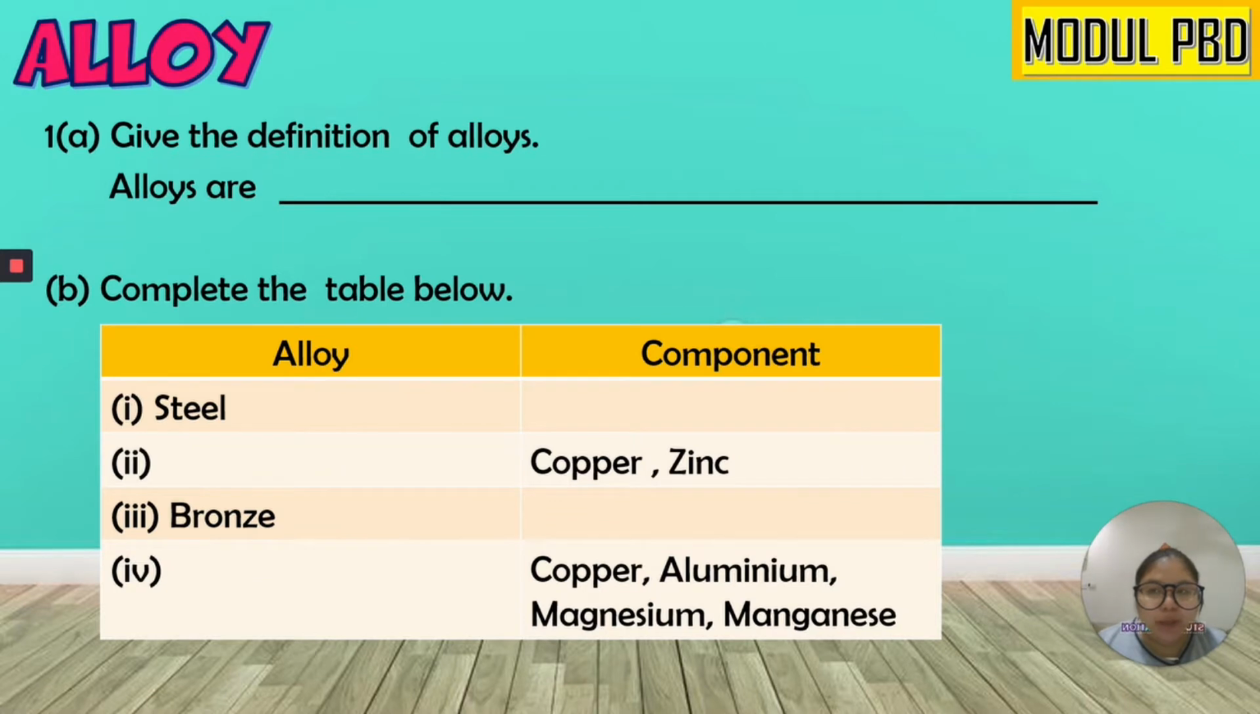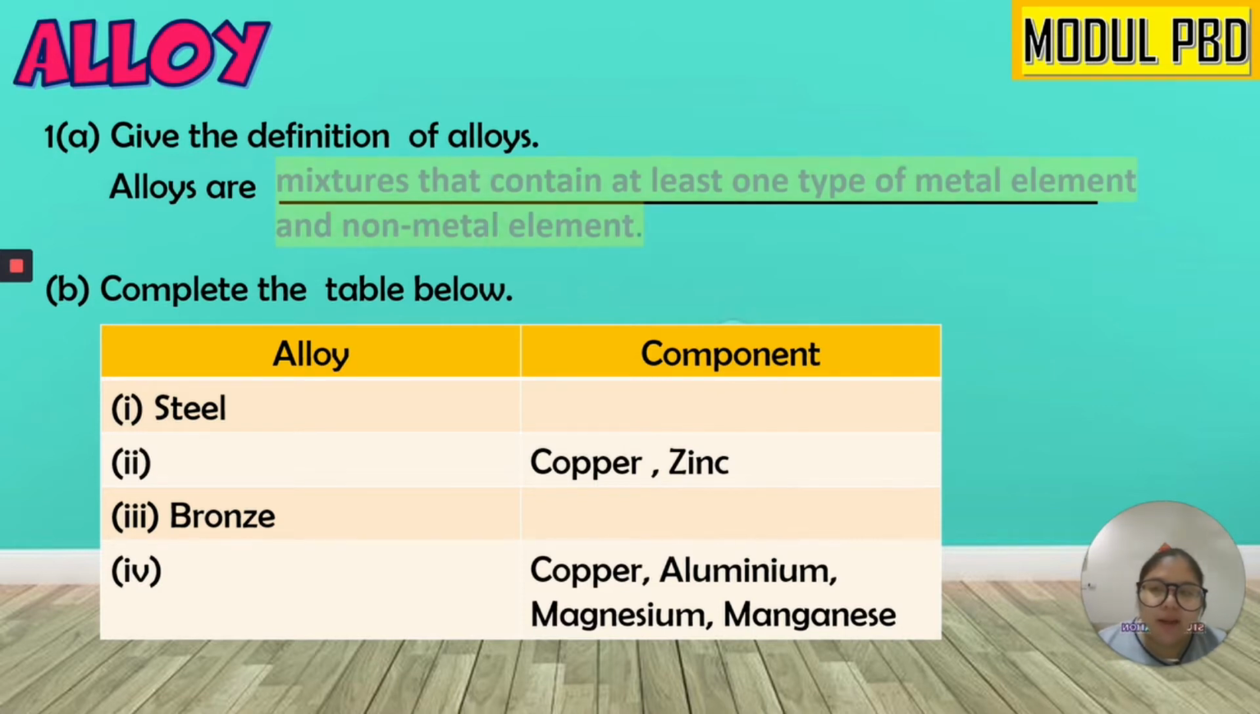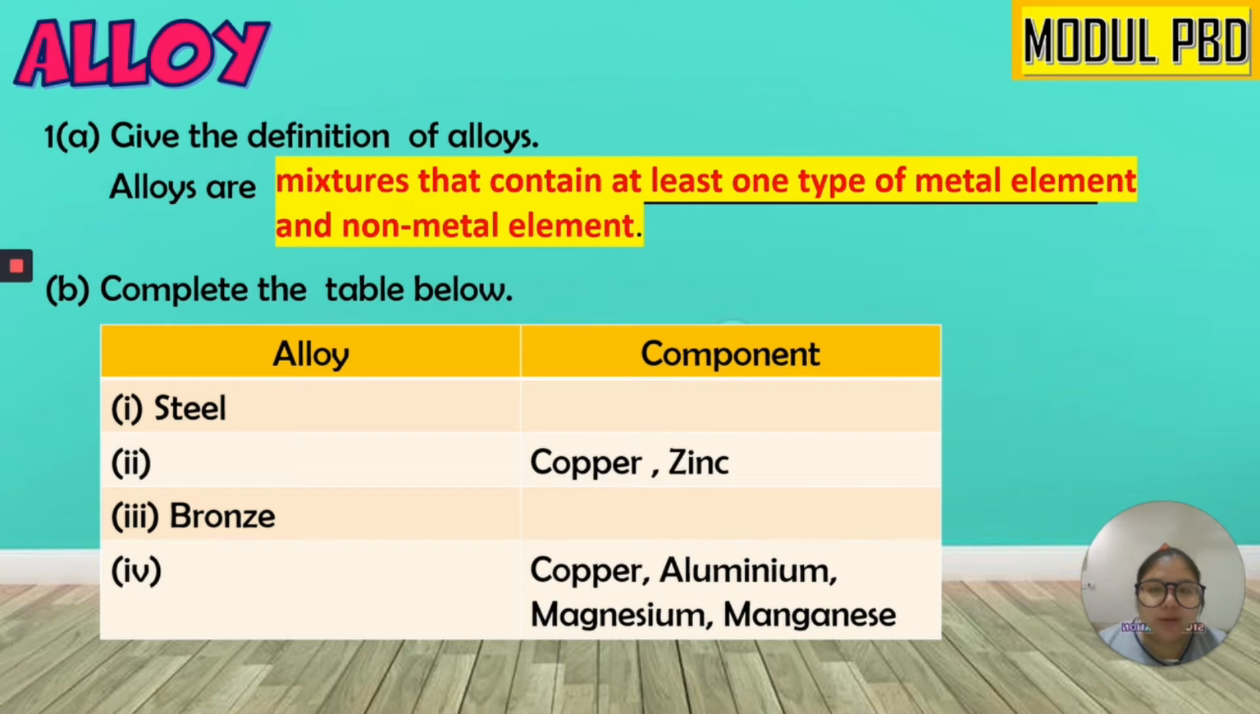First one, the topic is 9.1, alloy. Question 1: give the definition for the alloy. Alloys are mixtures that contain at least one type of metal element. At least one metal, then the rest can be mixed with others. So they say the mixtures contain at least one metal element and also a non-metal element. That means the alloy is a mixture.